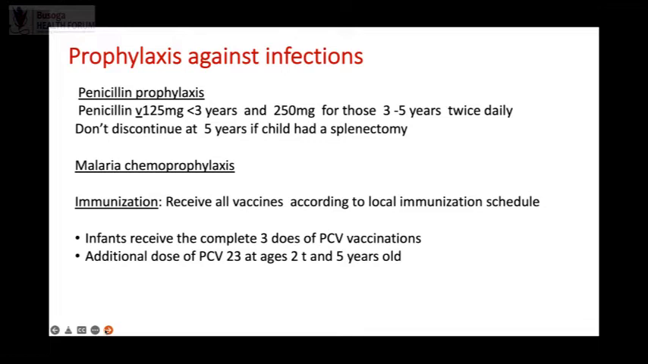And what we are using here in Uganda is PenV, 125 milligrams for those less than 3 years, and then 250 for those more than 3 years, twice daily. We discontinue at 5 years, but this is not really evidence-based from studies in Africa. But if a child has had a splenectomy or has had a very severe pneumococcal infection, the guidelines are to continue penicillin prophylaxis for life. The practice here varies between hematologists. Some continue because we have a very high infection rate, some don't.